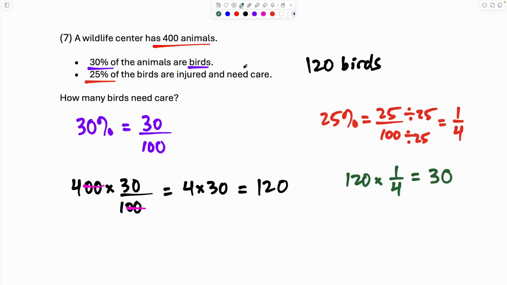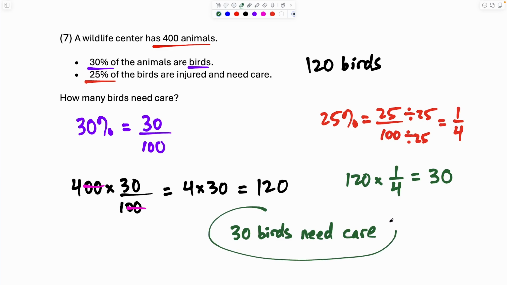Okay, so how many birds need care? We're just going to say this over here. 30 birds. Okay, so 30 birds need care. Okay, so this one here had a few steps to it, but this is our solution.